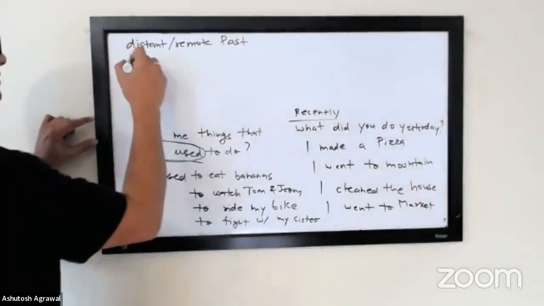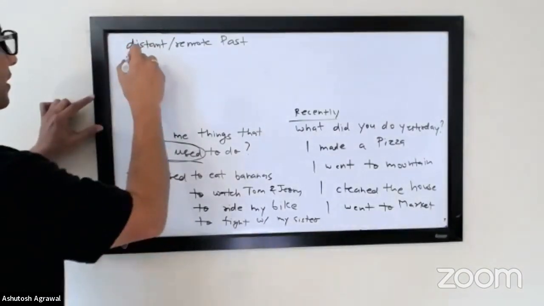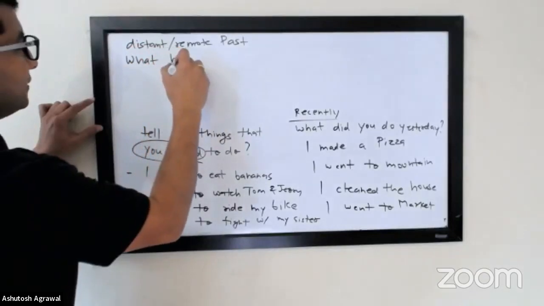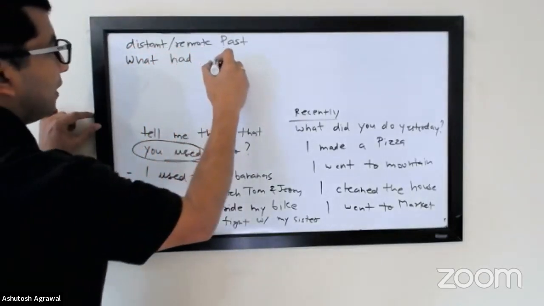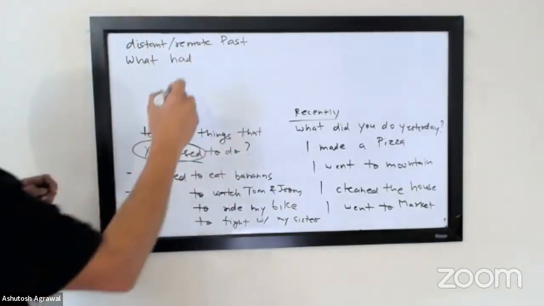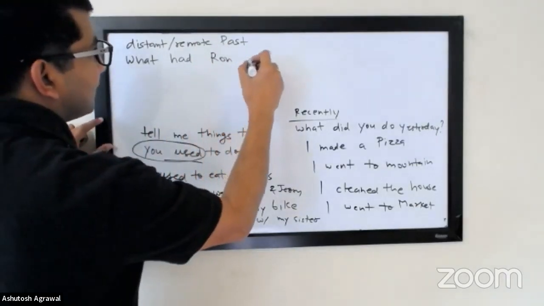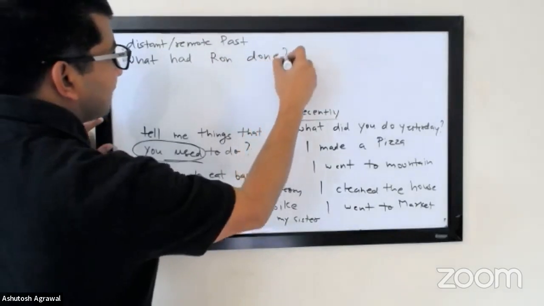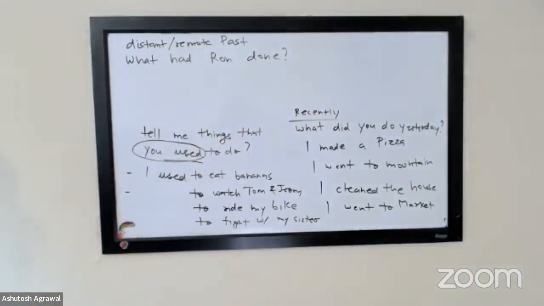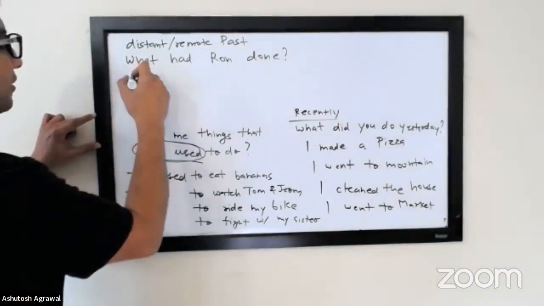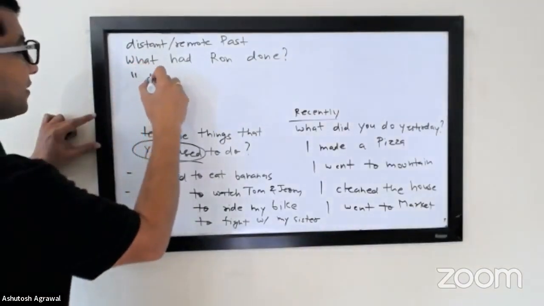And let's say the question is like, what had Ron done, or something like that. Okay, what had Ron done in all this while? Something that is, again, in the conversation we refer to it as done and dusted.